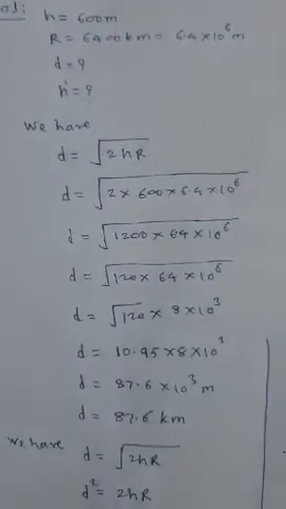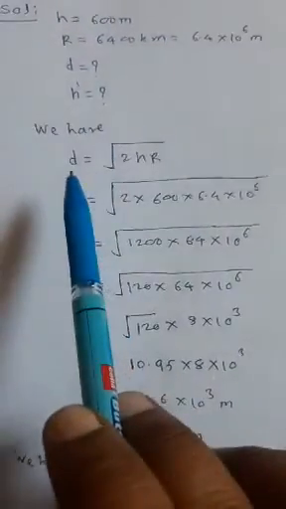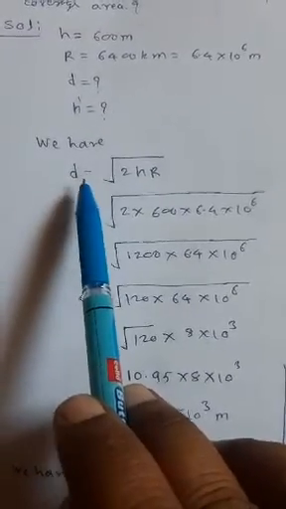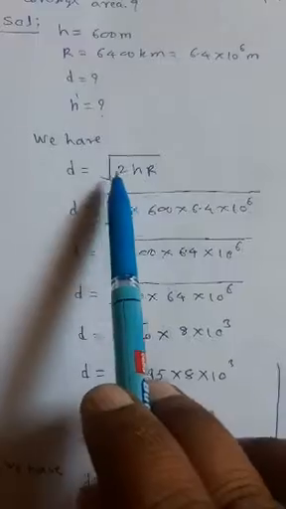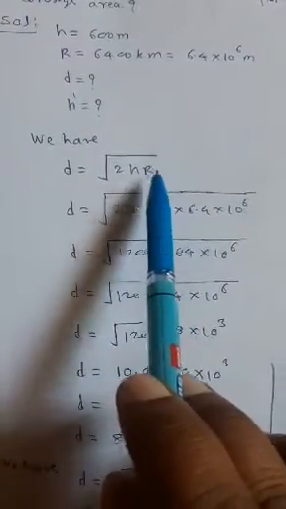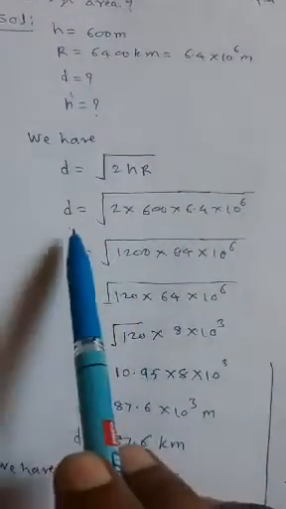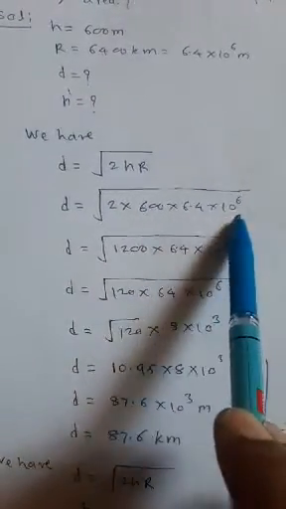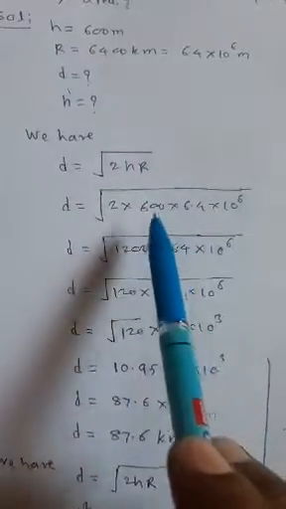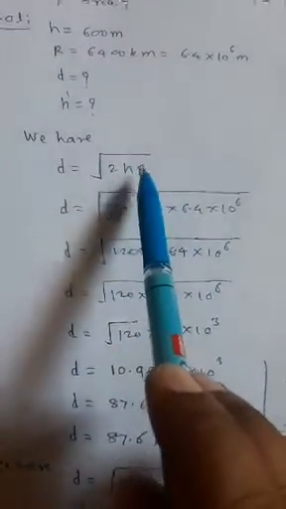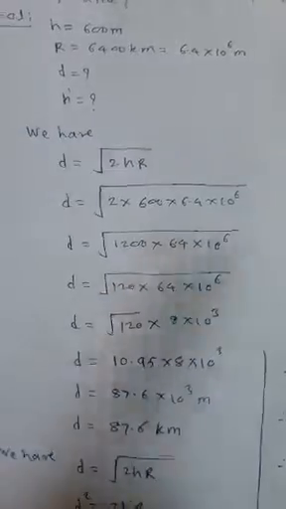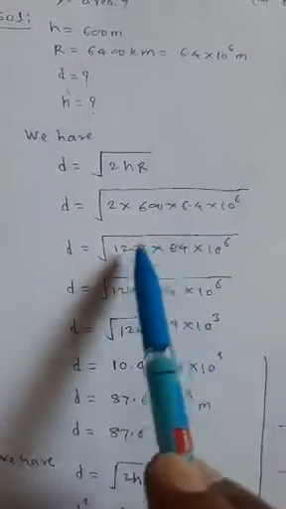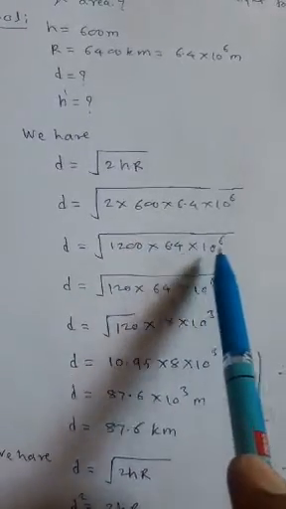we have the expression for range, maximum distance covered by the antenna. D is equal to under root of 2HR. H is the height of the antenna and R is the radius. Therefore, D is equal to under root of 2 into 600 into 6.4 into 10 to the power 6, because the value of H is 600 and the value of R is 6.4 into 10 to the power 6. Therefore, D is equal to, we can write 2 into 600 means 1200 into 6.4 into 10 to the power 6.